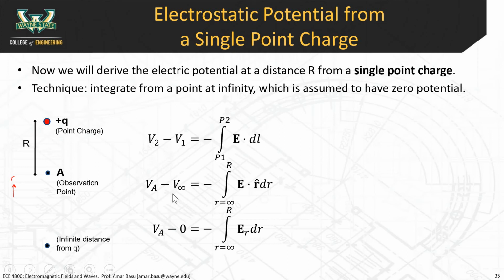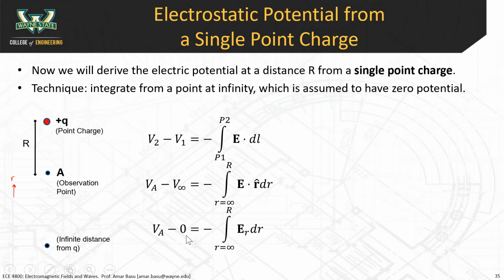Now, here's the important thing. This V of infinity is equal to 0, because you have a point here, and that point is a positive charge creating an electric field. So very close to it, you're going to have a lot of electrostatic potential. As you go further and further away, that potential is basically going to die out to 0. So that's why you can make the simplifying assumption that V of infinity is equal to 0.